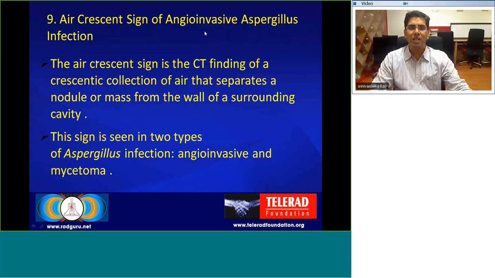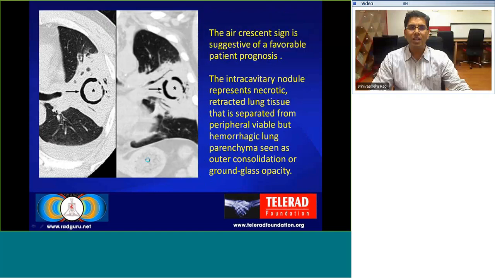So next is the air crescent sign of angioinvasive Aspergillus infection. The air crescent sign is a CT finding again. Probably we will not be able to appreciate it on a radiograph. On CT we can diagnose this without much difficulty. This sign is seen in two types of infection: angioinvasive Aspergillus infection, and mycetoma.